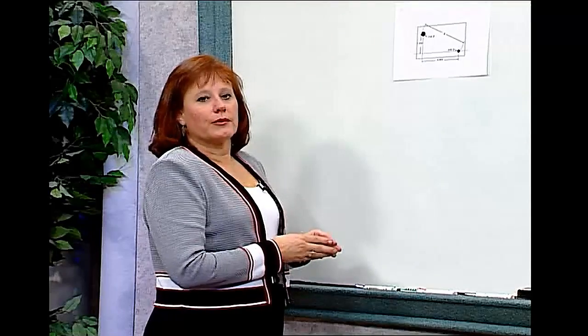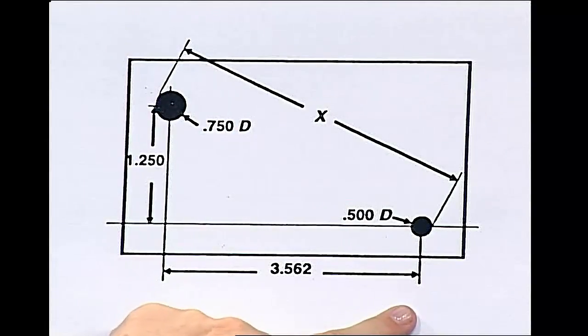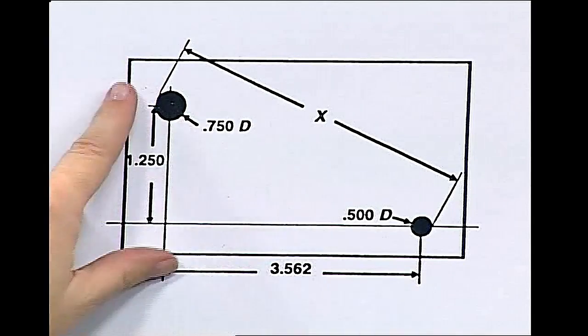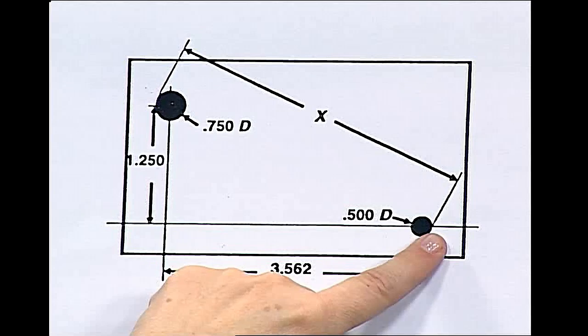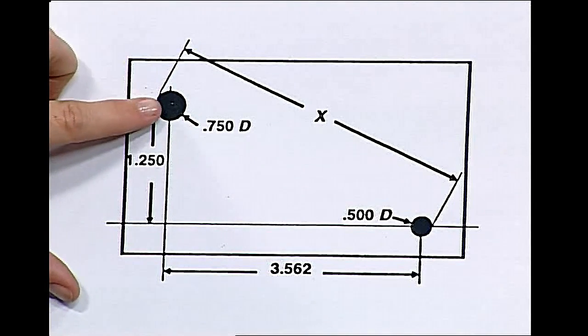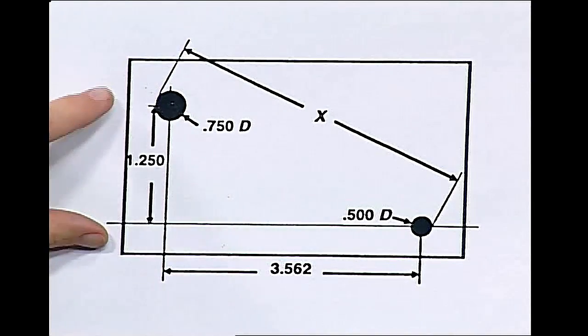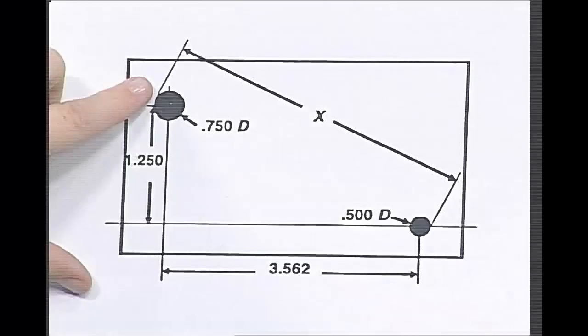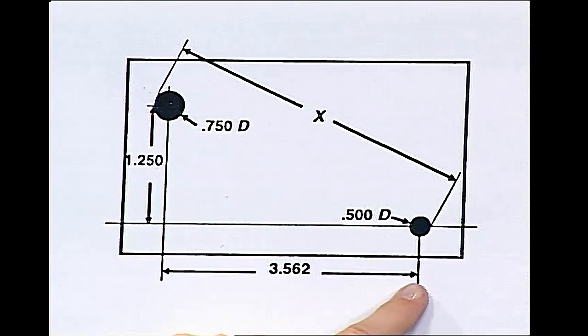In our first example, we have a drawing of two holes in a rectangle, and our challenge is to find the outer distance of the holes. I want to go from the outer edge of the top hole to the outer edge of the bottom hole. The drawing gives me some dimensions. It tells me that the distance from the center of the top hole to the center of the bottom hole is 1.250. The horizontal distance from the center of the top hole to the center of the bottom hole is 3.562.